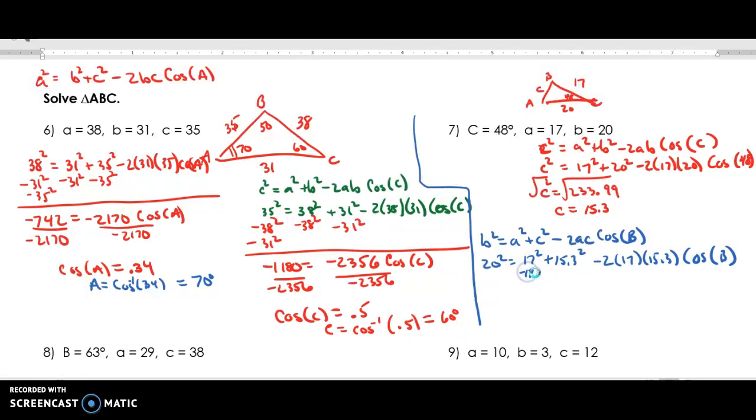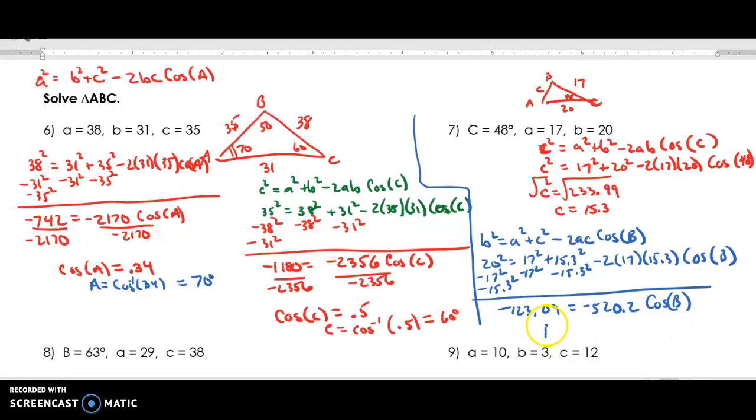So let's go ahead and subtract the 17 squared, subtract the 15.3 squared, and right away, if we do 20 squared minus 17 squared minus 15.3 squared, you get about negative 123.09 equals, when you multiply the other side, negative 2 times 17 times 15.3, you end up with negative 520.2 times the cosine of B.